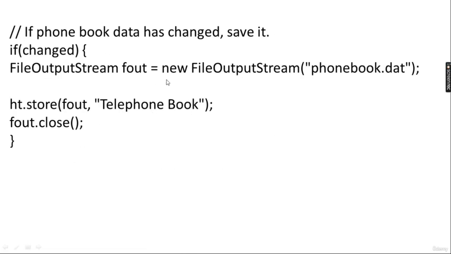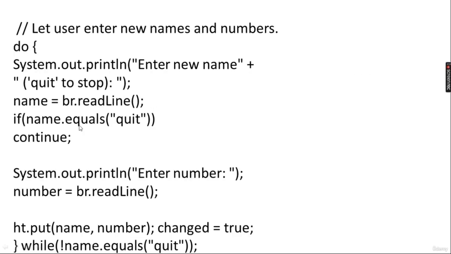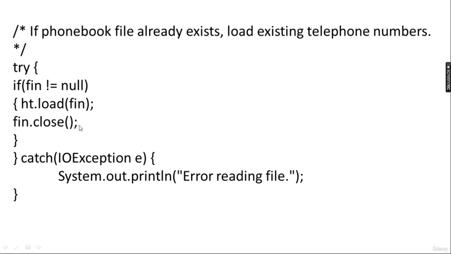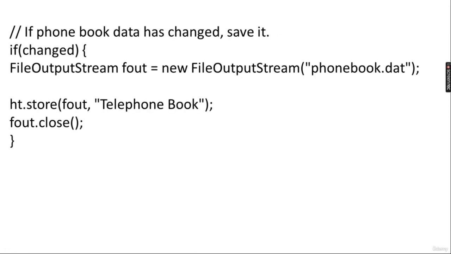If change is equal to true, for the output stream, the phonebook.dat file is opened for writing, and it will write the data with ht.store, telephone book, and it will close. Okay. This is the load method to read from a file, and this is the store method to write to a file. Okay.